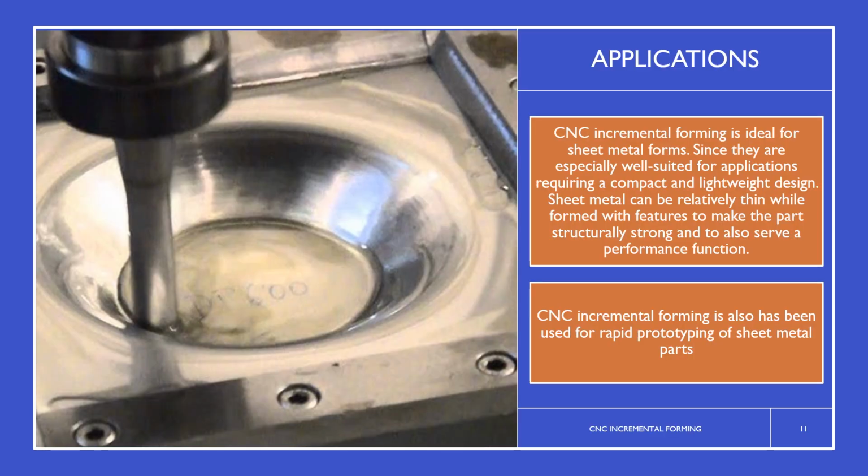CNC incremental forming is ideal for sheet metal forms since they are especially well suited for applications requiring a compact and lightweight design. Sheet metal can be relatively thin while formed with features to make the part structurally strong and to also serve a performance function. Also, CNC incremental forming is typically used for rapid prototyping of sheet metal parts because there are no lead times associated with making hard tooling.